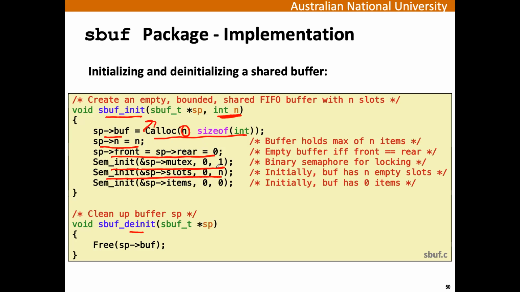Slots to n. We want to count slots. So initially every slot is empty, so there are n empty slots. So we initialize the semaphore to n. And there are no elements in the buffer, so we initialize the items semaphore to 0.